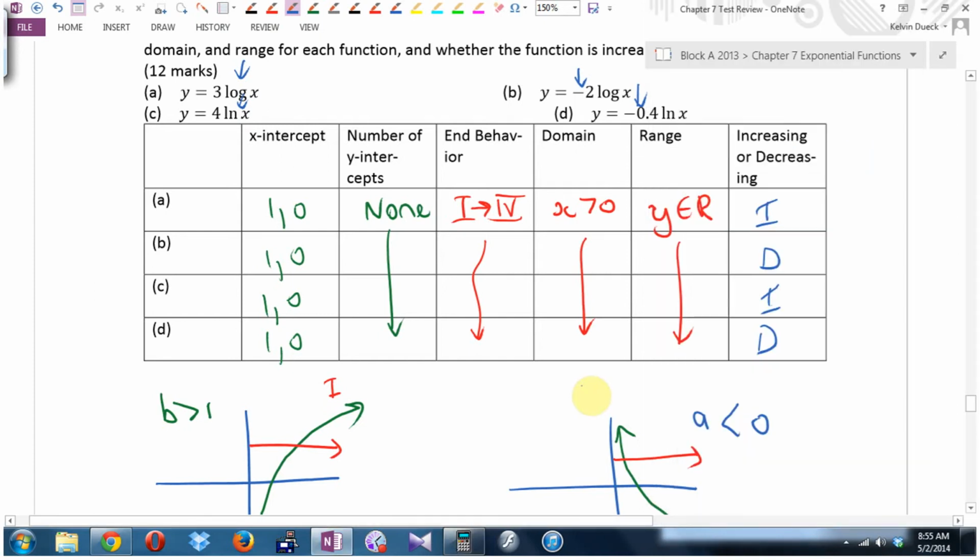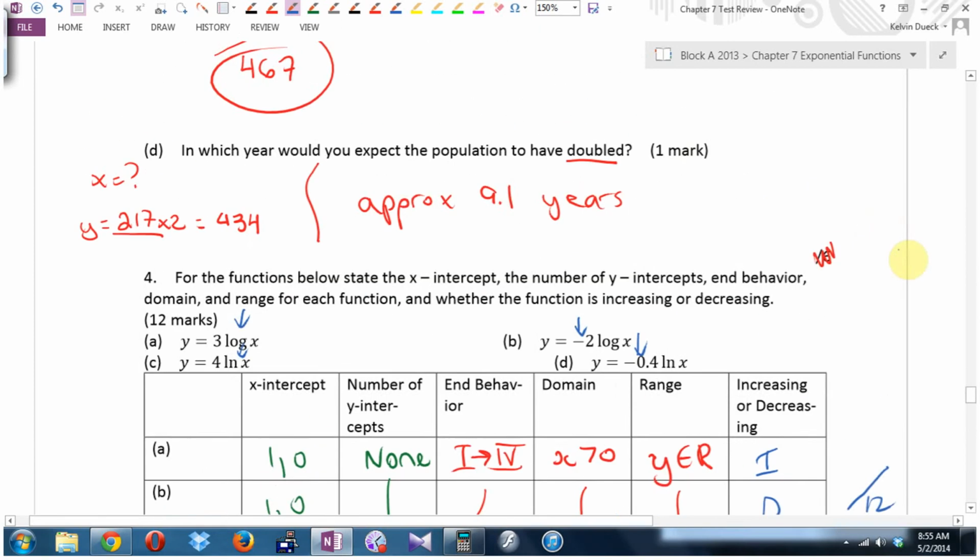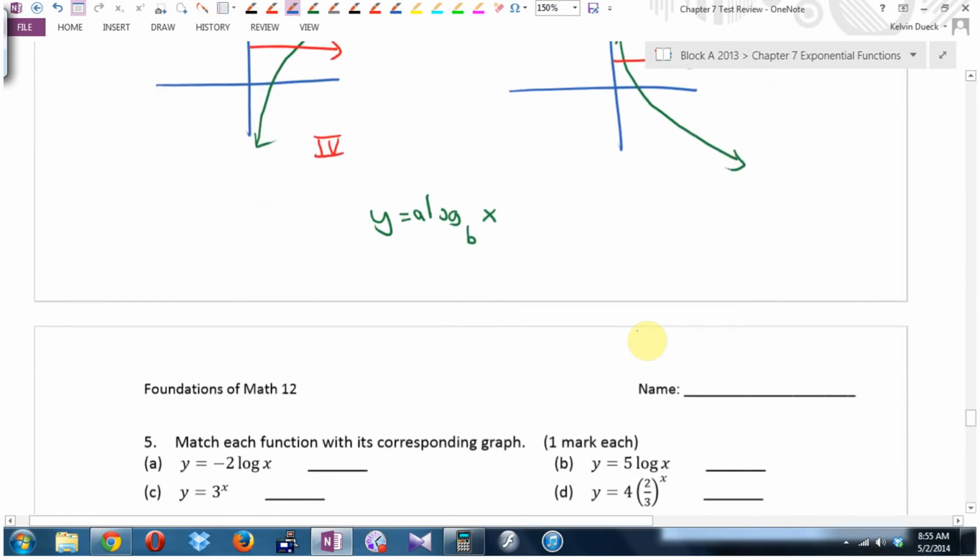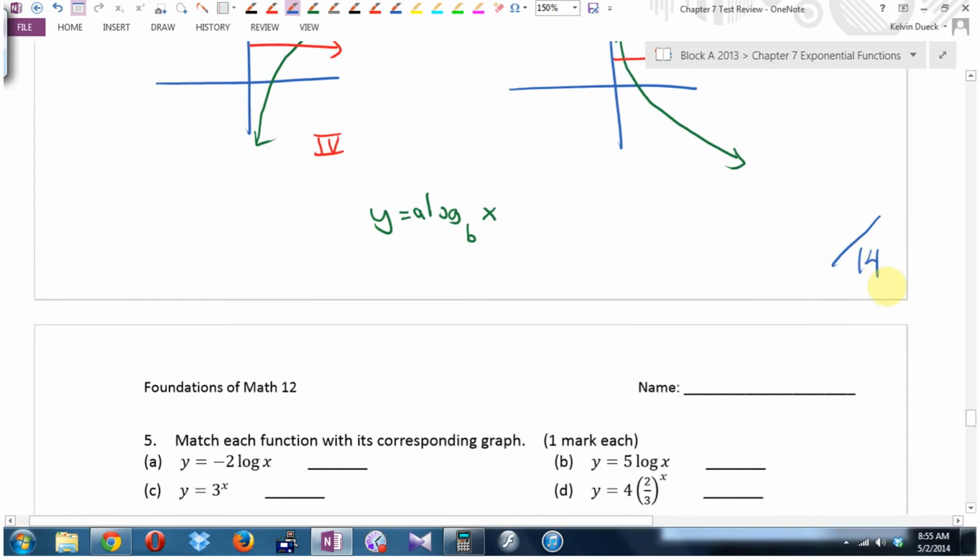Okay. Again, half mark for each of these. This is 4 by 6. So this is out of 12. And we have a question out of 1, another question out of 1. So this page is actually out of 14.